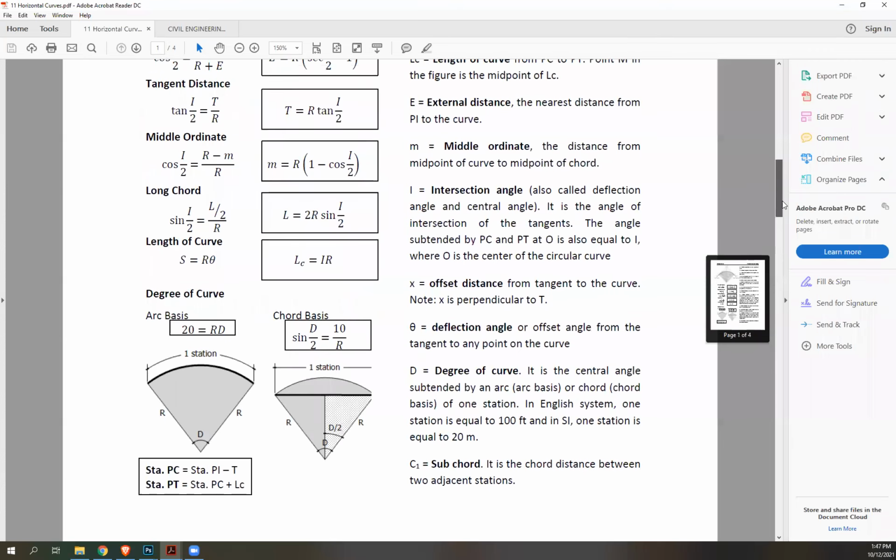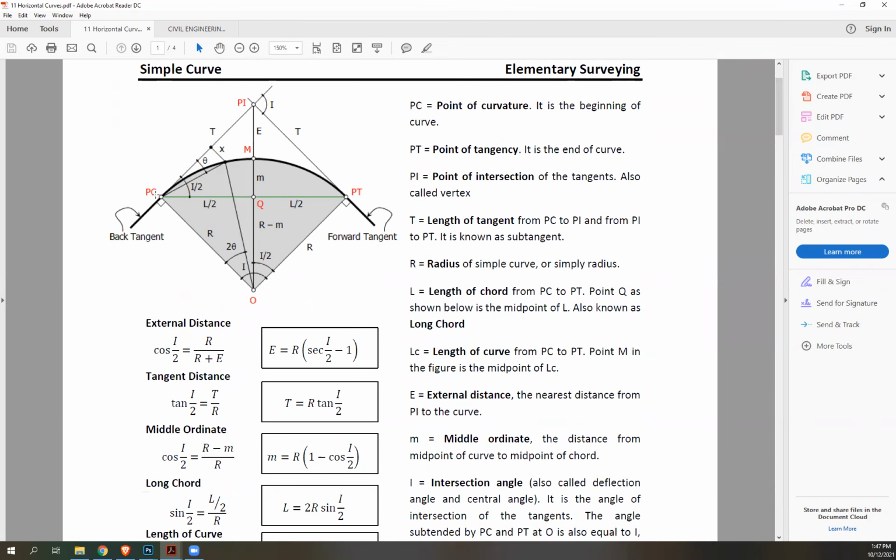And then, finally, you have your C sub 1, which are subchords. It is the chord distance between two adjacent stations. So for example, this PC is a station. If we get another point here, that's another station. Joining the line between them, that's a chord. For example, here, there was a station established here.